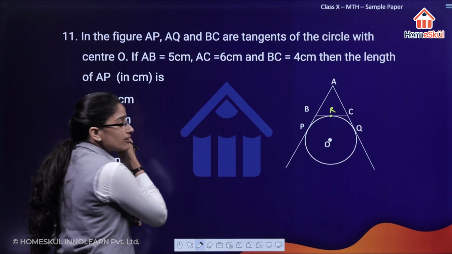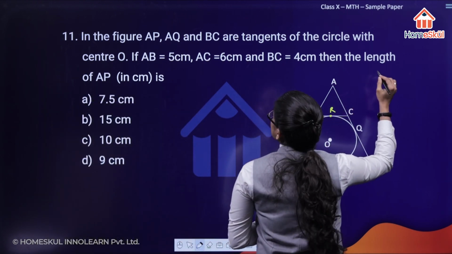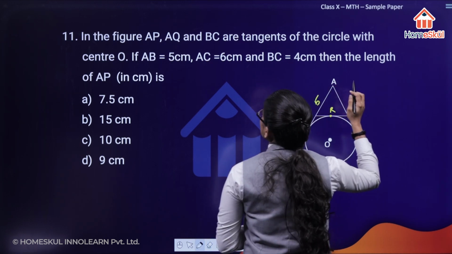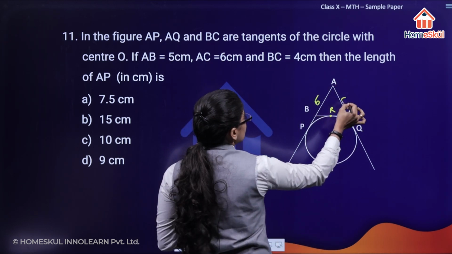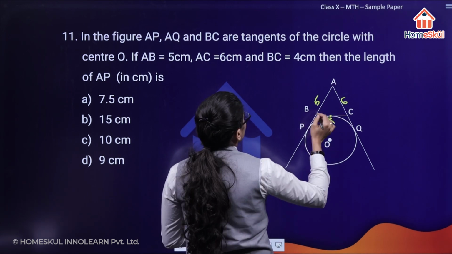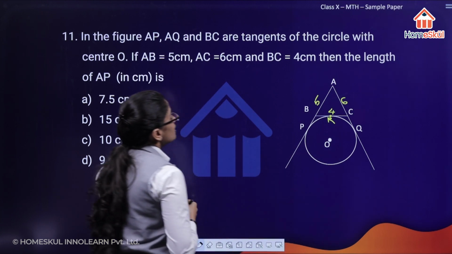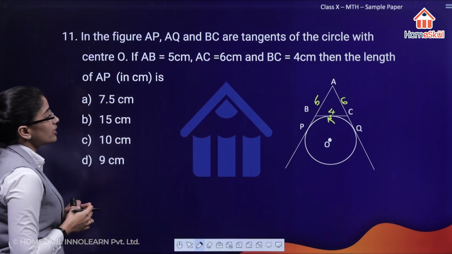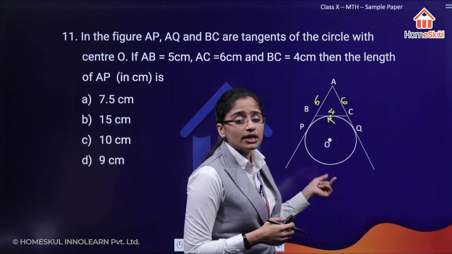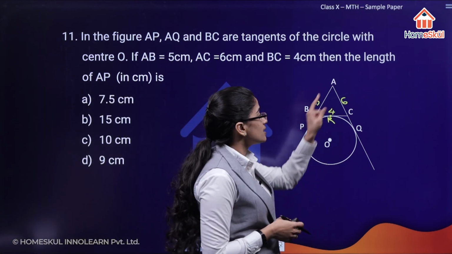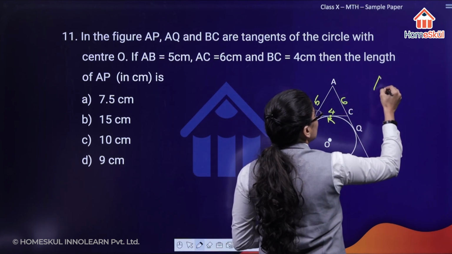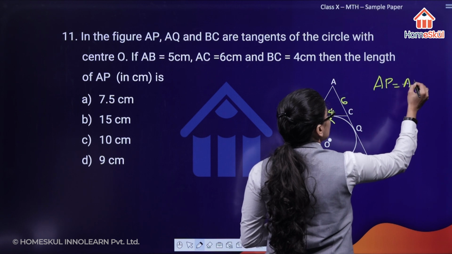Okay. What all things are given? It is given AB is equal to 5 centimeter, AC is equal to 6 centimeter and BC, with R as the point of contact, is equal to 4. Okay. So here these are the things given. We need to find out what is AP. AP is a tangent. What about the peculiarity of AP and AQ? AP and AQ are two tangents from an external point A, which means those two tangents are of equal length, isn't it? So we could write AP is equal to AQ.